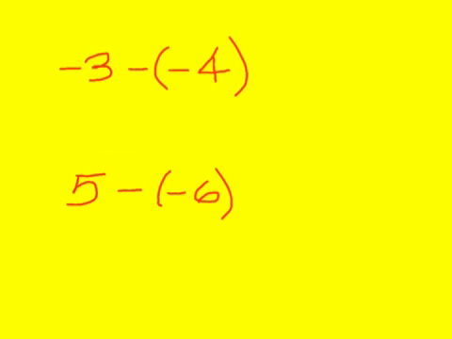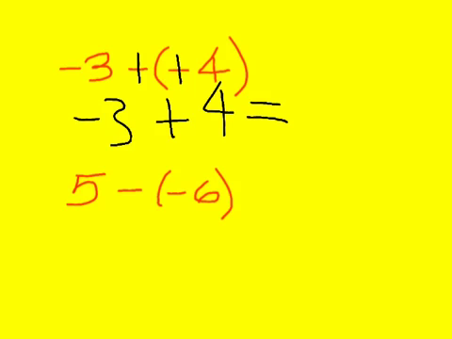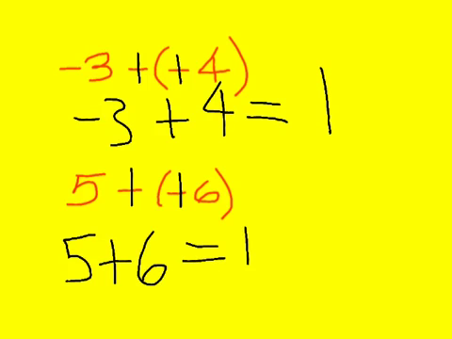Okay, example problem number 3. When we have negative 3 minus a negative 4, when we're subtracting a negative, we can change this to plus positive. So a negative 3 plus a positive 4, the 4 is bigger, that's going to give us a positive 1. 5 minus negative 6, we can change this to plus positive 6. So 5 plus 6 will give us 11. Alright, number 4.